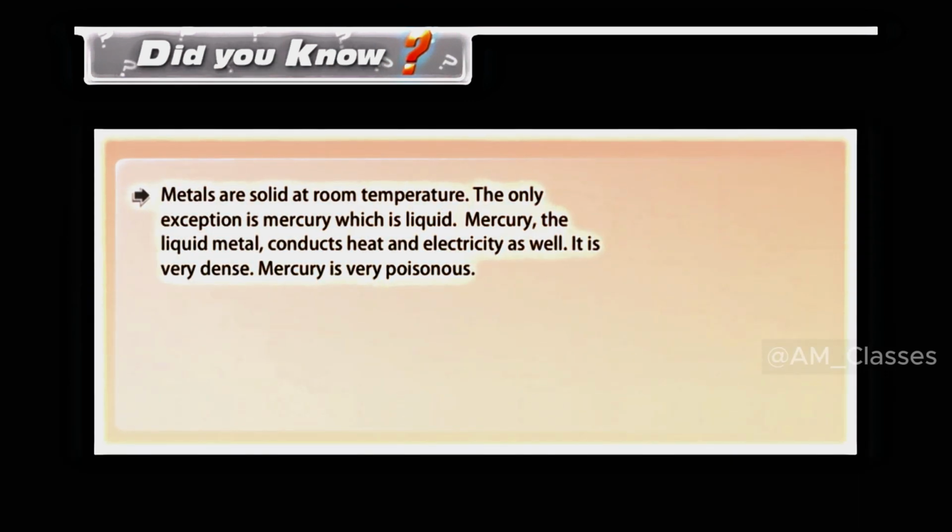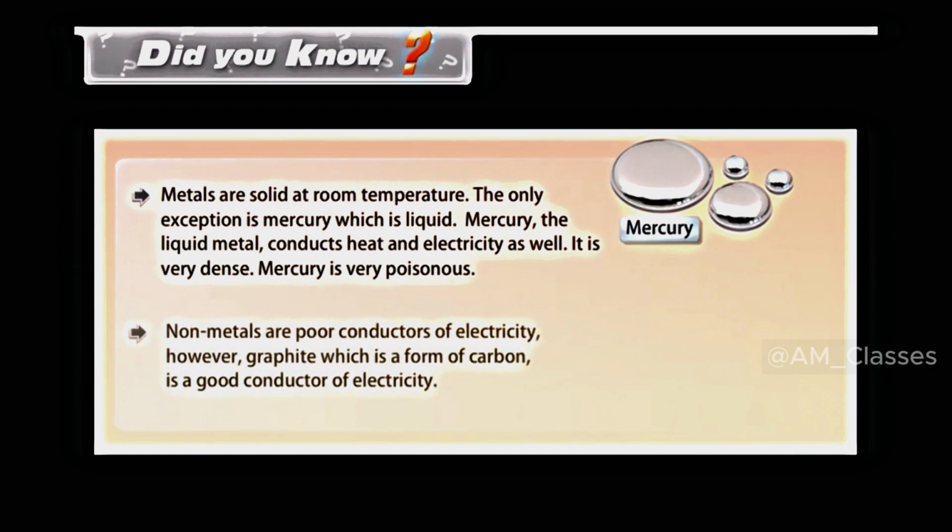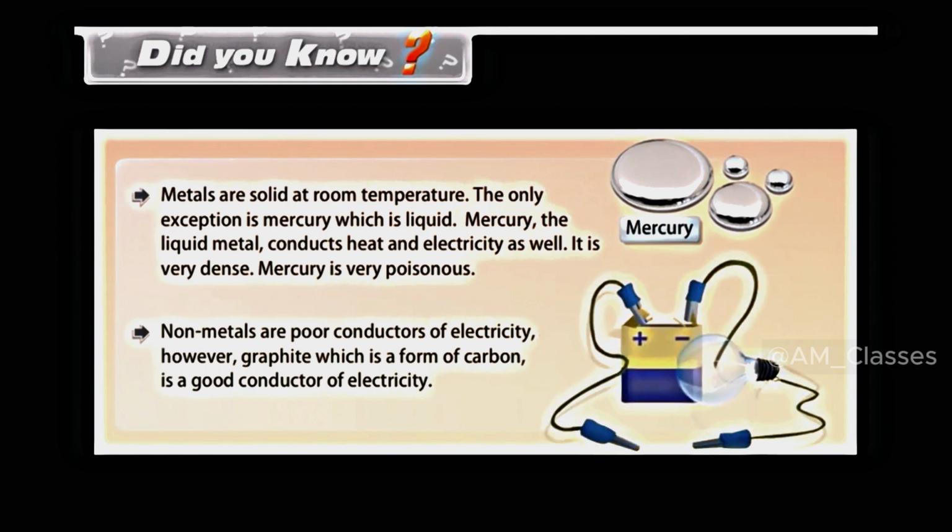Did you know? Metals are solid at room temperature. The only exception is mercury, which is liquid. Mercury, the liquid metal, conducts heat and electricity as well. It is very dense. Mercury is very poisonous. Nonmetals are poor conductors of electricity. However, graphite, which is a form of carbon, is a good conductor of electricity.